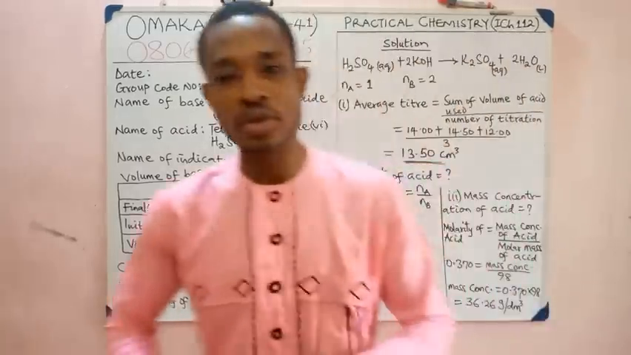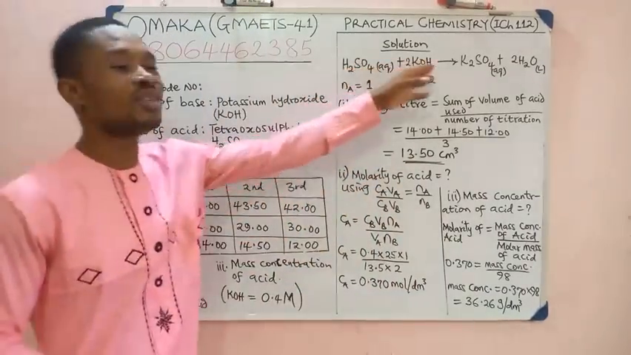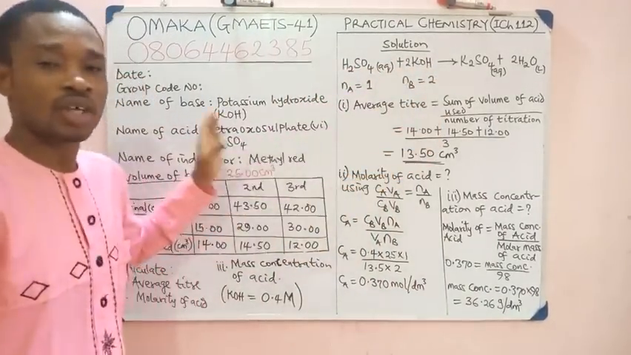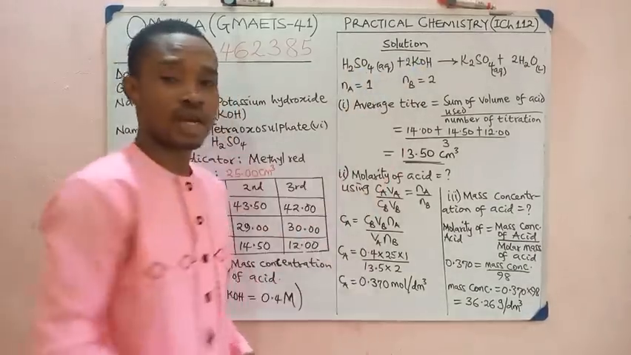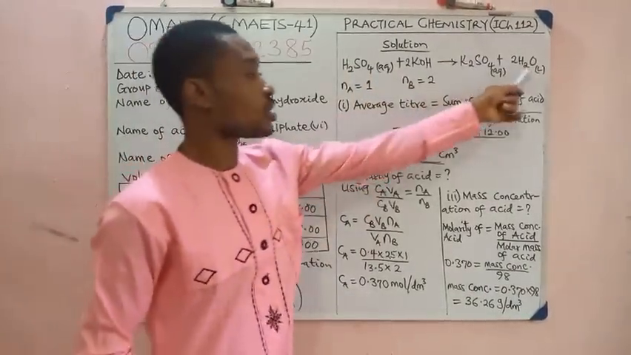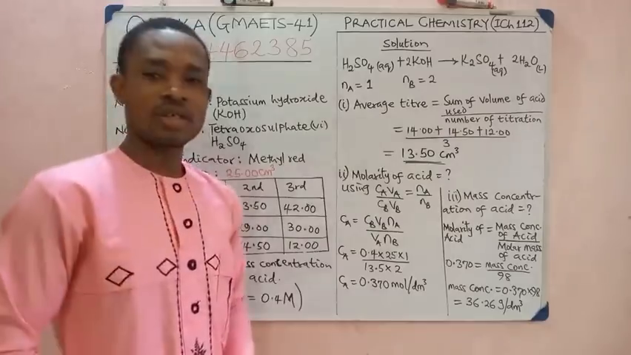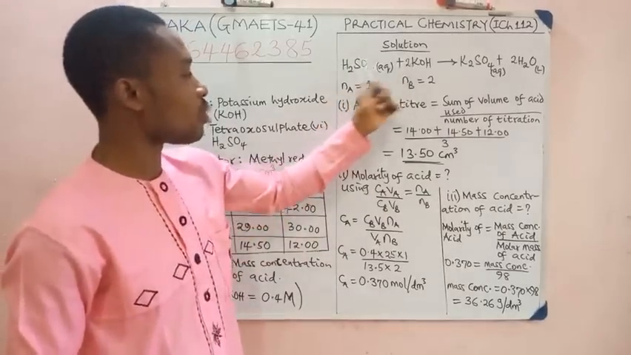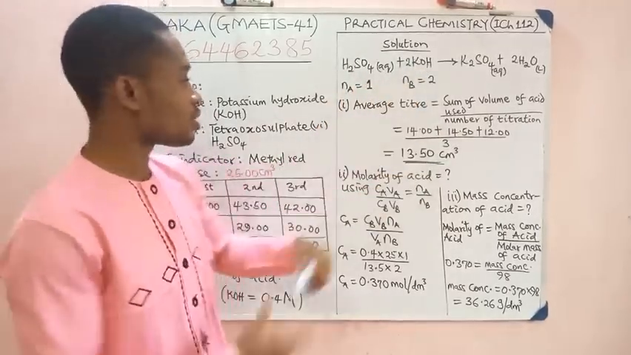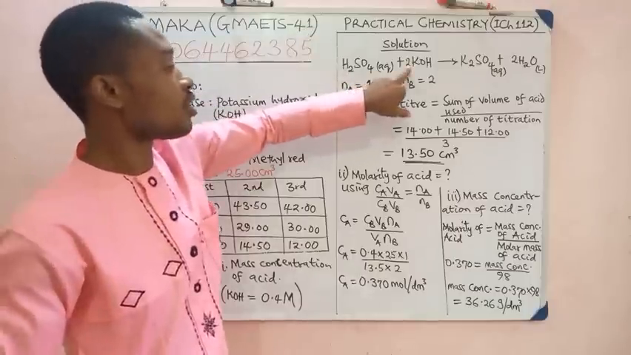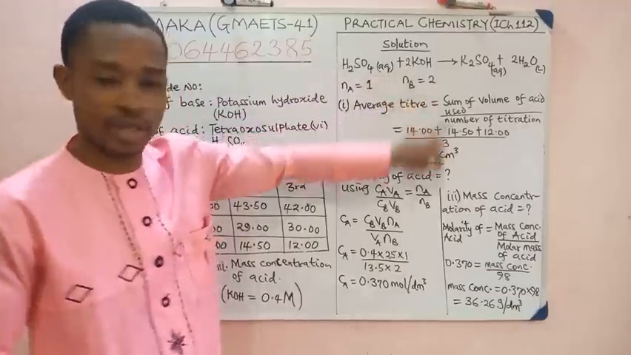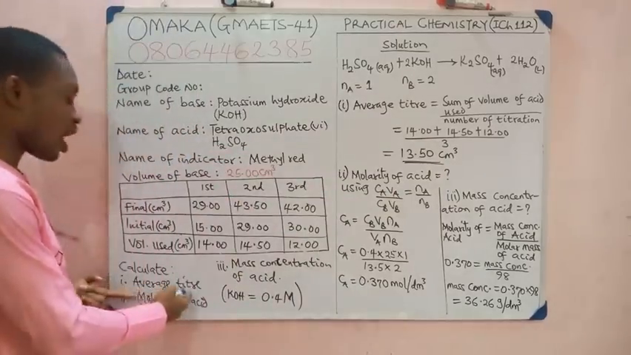Now, the first thing we need to do here is to write out the balanced chemical reaction equation for the acid-base pair. The reaction is between tetraoxosulfate(VI) acid and potassium hydroxide. If you look at it, the equation is balanced already. All you need to do is pick out the number of moles of the acid and base. The number of moles of the acid is 1, so you put it there. The number of moles of the base is 2. You put it there.